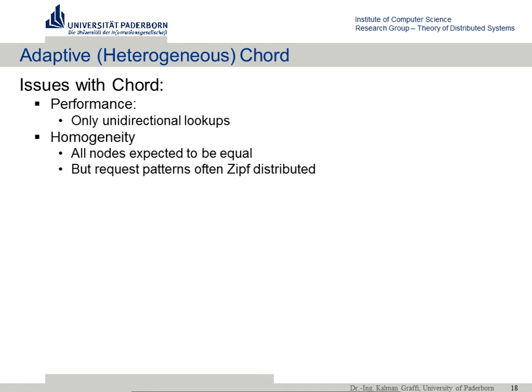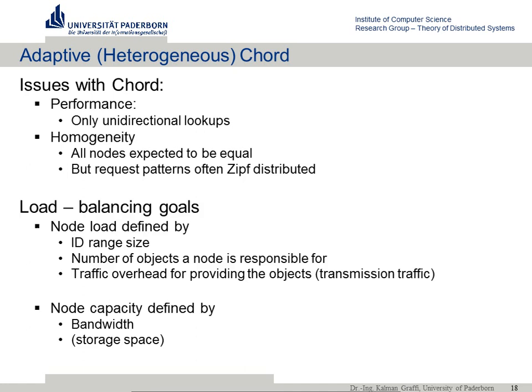So now I want to present Adaptive Heterogeneous Chord, and how that works. Again, what was the problem? Only unidirectional lookups and all nodes are equal. And typically, these request patterns are Zipf distributed. I'm not sure who is aware of what Zipf is, but Zipf means basically, I'm not sure, is there a graph?